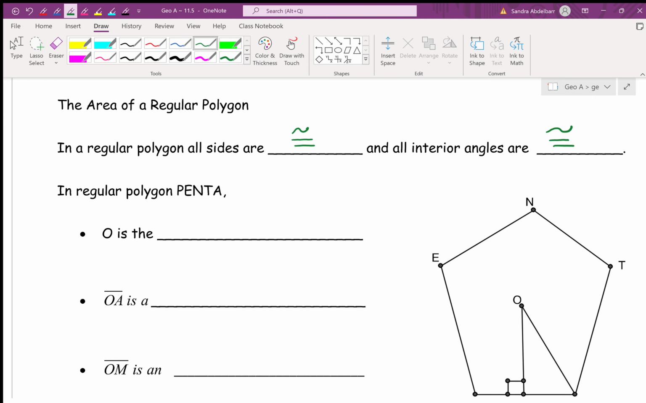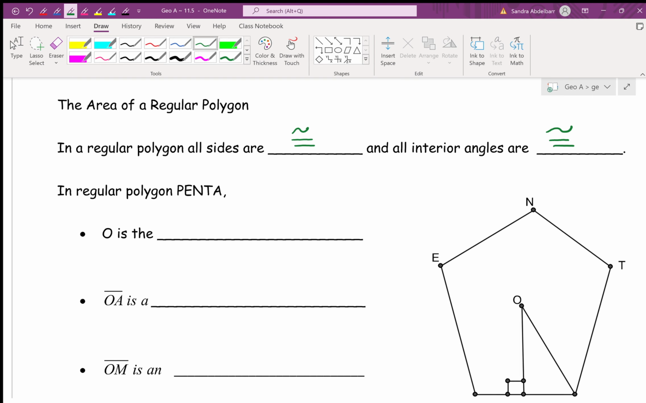Question for you. An equilateral polygon is equiangular. How many people say always? How many people say sometimes? How many people say never? Okay, you're right, it is sometimes.